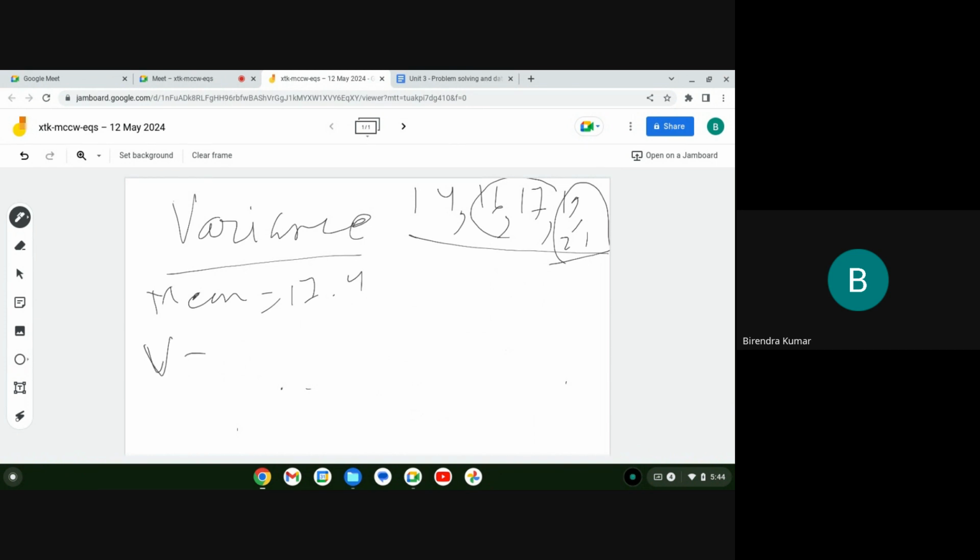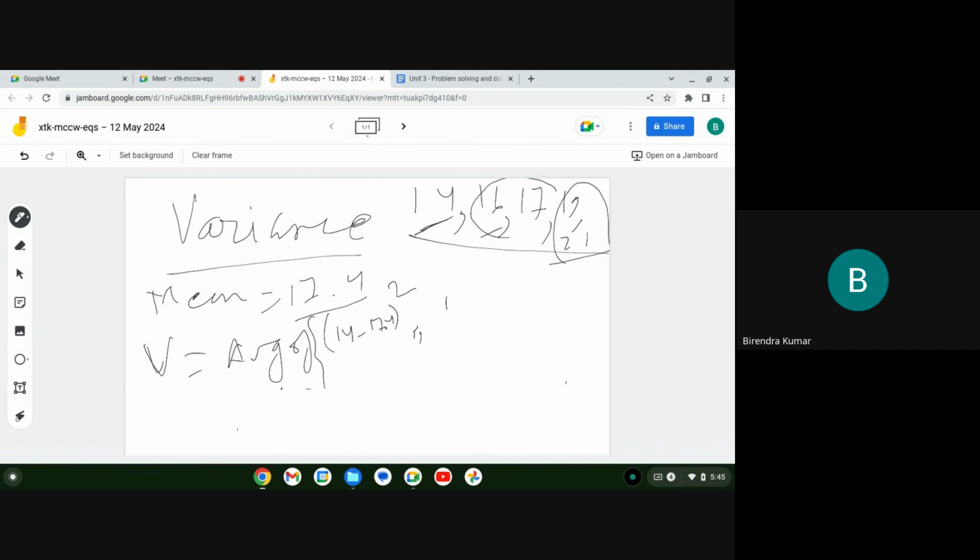Variance, I'll just write V, will be equal to what? Average of, I'll find out the average later, okay? Average of data point minus mean, square. This is my first data point, so there's 14 minus mean, 17.4, square of this.